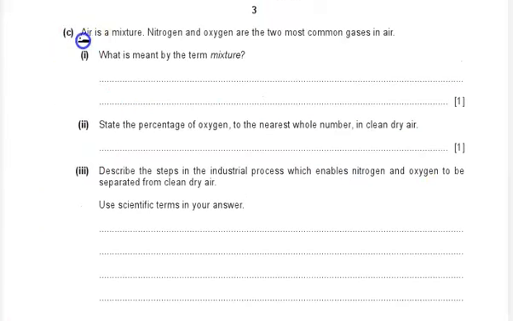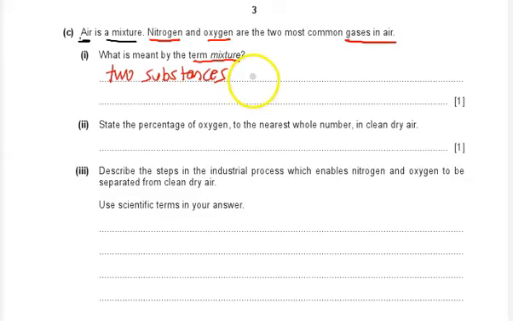Okay, air is a mixture. Nitrogen and oxygen are the 2 most common gases in air. What is meant by the term mixture? Mixture means the 2 substances are not combined chemically.